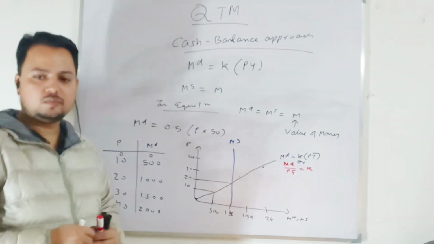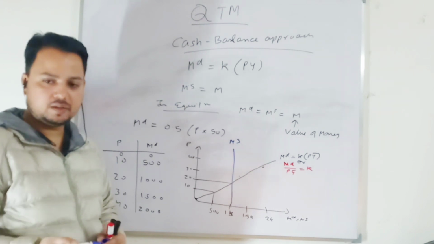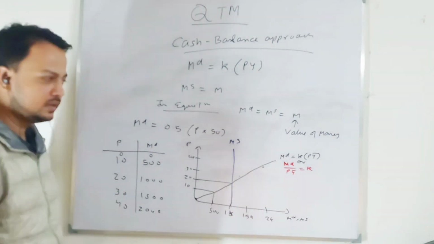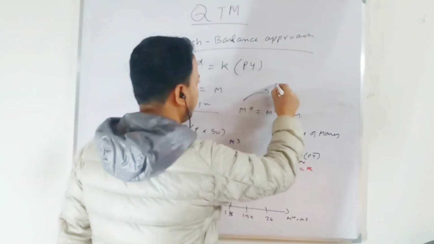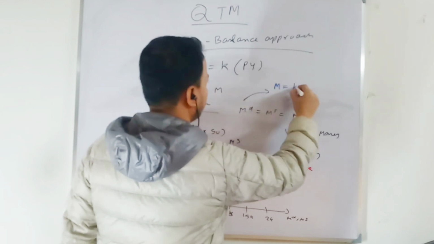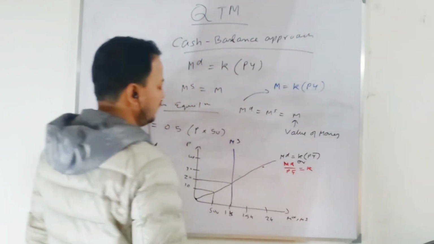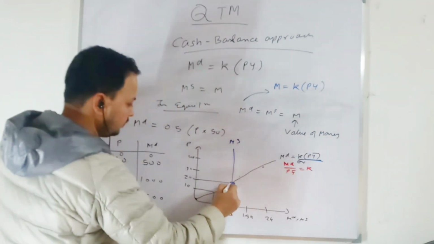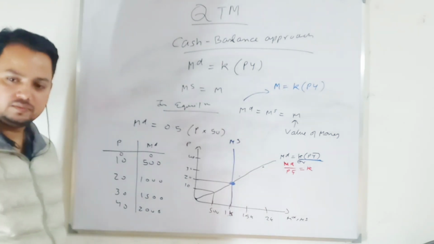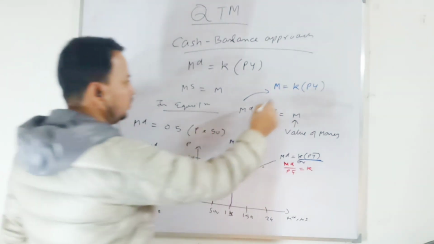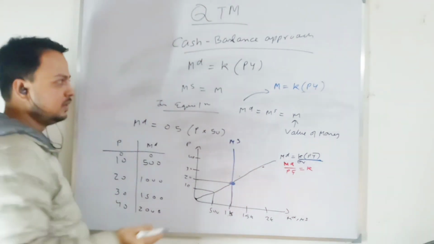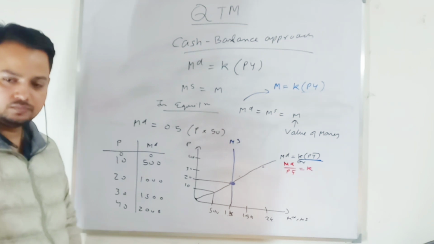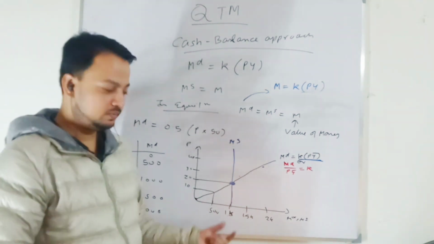Suppose monetary authority want to increase the money supply. In equilibrium, money demand equal to money supply, right? So I will get the value of money. M will be equal to this proportion K Py, right? At this point, what is the value of KPY? 1000, right? So this is demand for money, and this is supply of money. Both are equal. Agree? And this 1000 demand for money you have here.